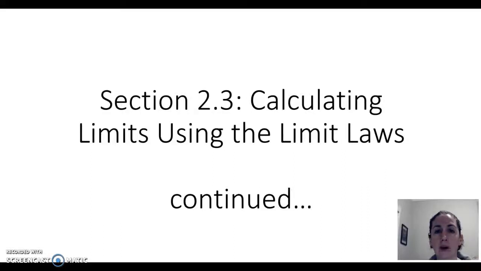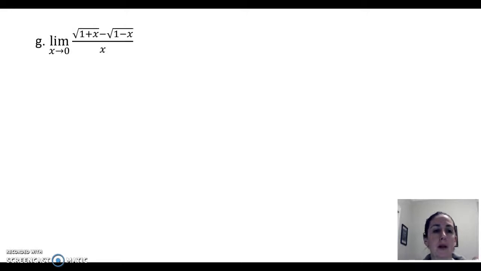Let's continue talking about calculating limits using those limit laws. So we'll start with another example. Let's take the limit as x approaches 0 of the square root of 1 plus x minus the square root of 1 minus x, all over x. As you can see, direct substitution isn't going to work because that would cause us to divide by 0.